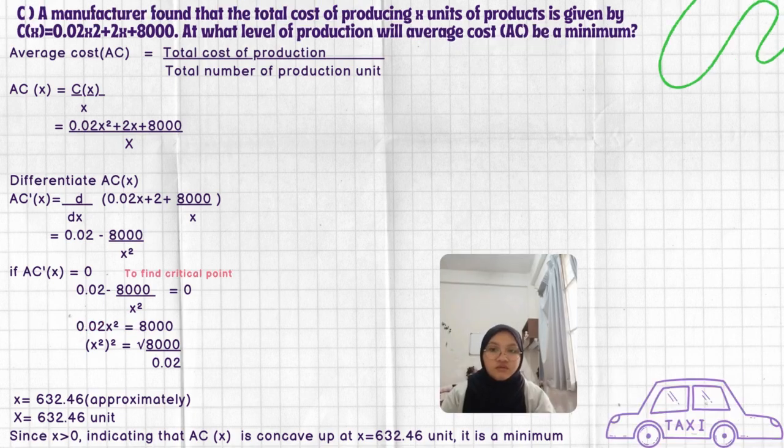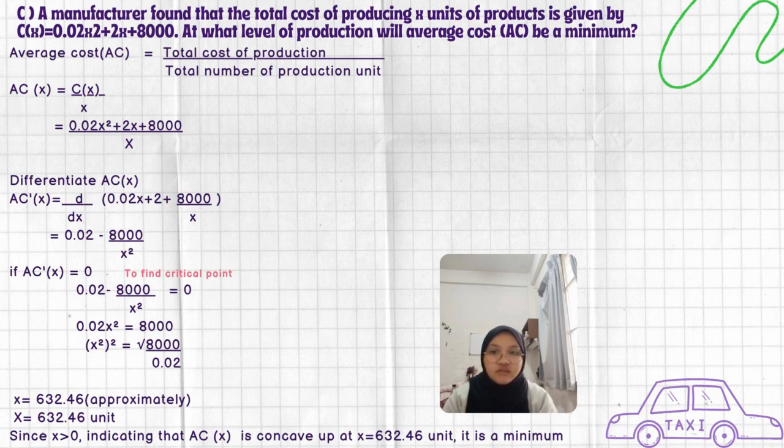Now I will explain question C, which is minimize the average cost. Step one is define the average cost formula. The average cost is calculated by dividing the total cost by the total number of units produced.